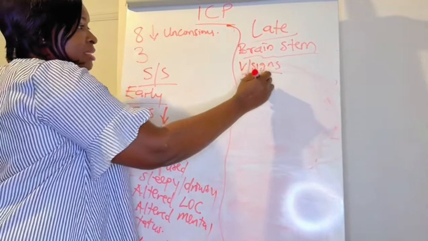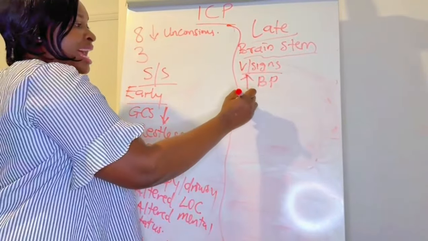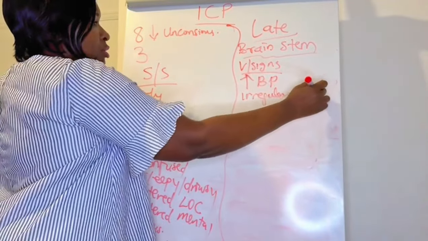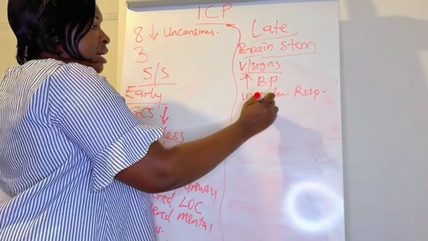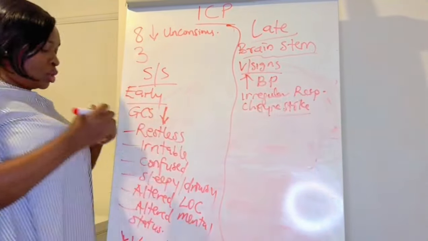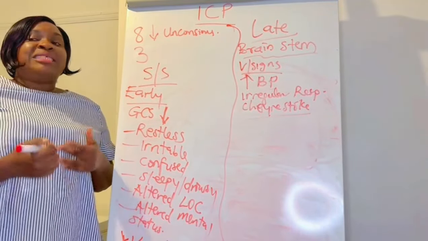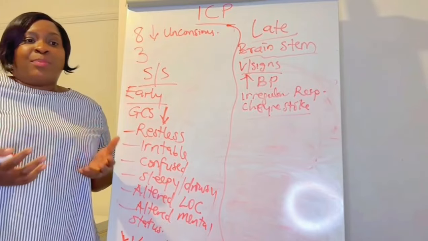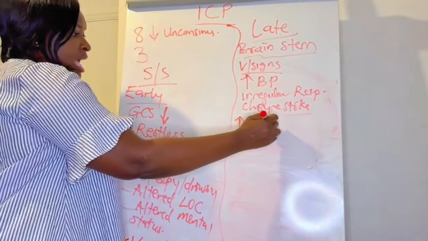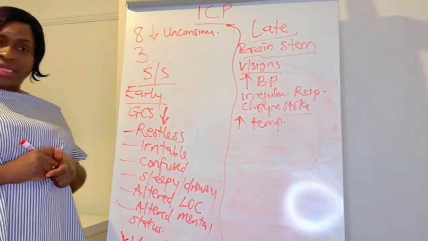There's going to be an increase in blood pressure. That's important for you to know. And then you're going to have irregular respiration, which we call the Cheyne-Stokes. Now, the Cheyne-Stokes is an irregular respiration where this patient has irregular respiration and then periods of apnea. So there's this period where this patient is not respiring at all. And we still have increased temperature. The hypothalamus will be involved, and then we have increased temperature.